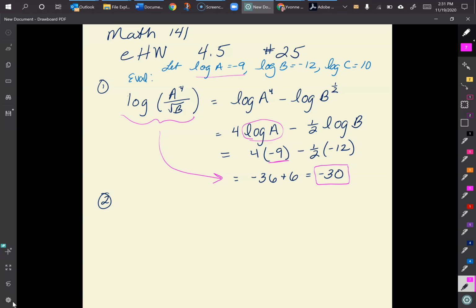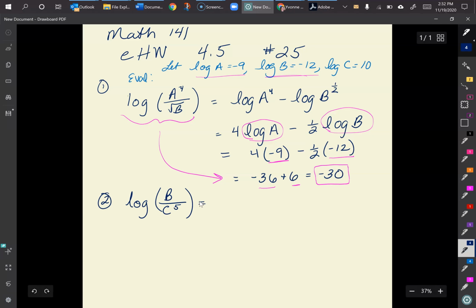So now I have 4 times -9 gives me -36. Same over here. I'm replacing log B with -12 because that's my equivalency given above. So it's kind of just like a puzzle of using your properties and substituting values in and then simplifying. So now I have -36 plus 6 equals -30, and that's my answer.